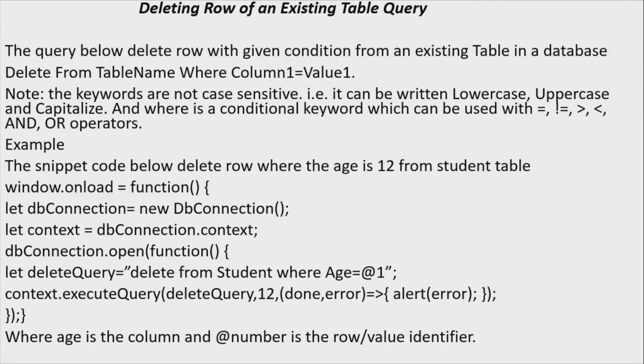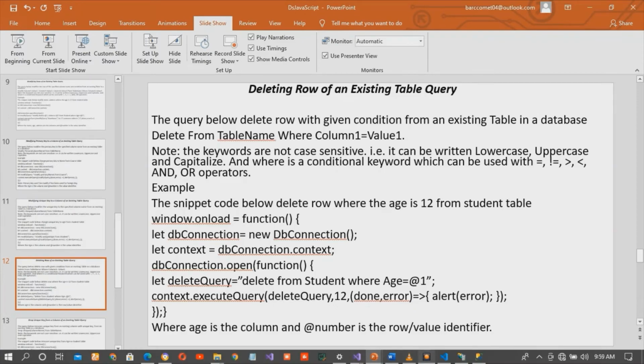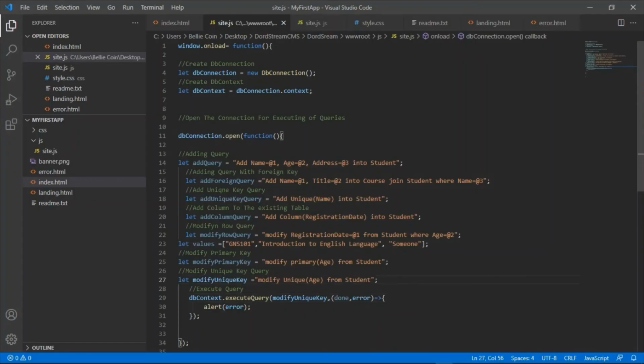What does the next example say? The next example says we should modify the primary key to a column of an existing table. That means we want to change the primary key from the existing one to a specified column name. Let's see the query below. It modifies the primary key to the specified column name from an existing table in the database. The keyword is modify primary. We have to use the modify keyword, then in brackets the column name which we want to modify it to, from the table name.